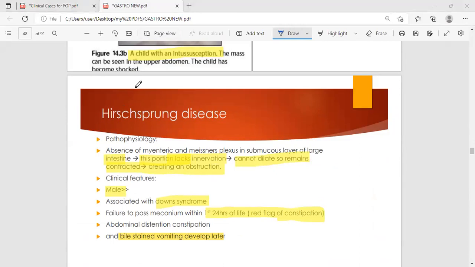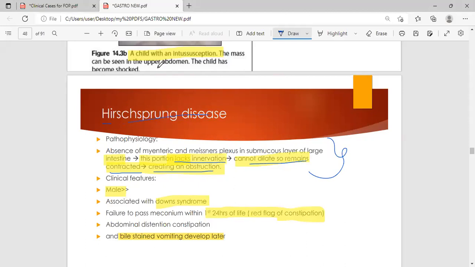Yes, very good. So see this absence of the myenteric and Meissner's plexuses, which are also known as the submucosal plexuses because they are present in the submucous layer of the large intestine. This portion lacks any kind of innervation. As a result, it cannot dilate. So this portion of the intestine will remain contracted and create features of an obstruction. As she said, the feces will come and collect here. This is the main pathology in Hirschsprung disease, and this is a portion that is frequently asked in the recalls. That is, what is the pathology in Hirschsprung disease?